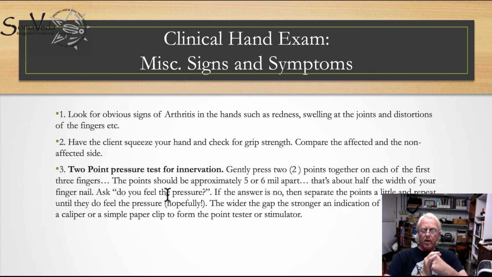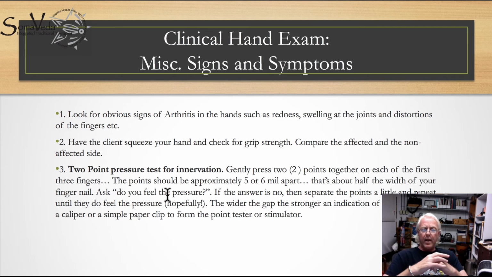All right, so further under signs and symptoms, I cannot reiterate enough, just look for obvious signs of something's wrong with a hand. Look for signs of arthritis, redness, swelling of the joints, distortions of the fingers. Why is that? Well, because sometimes arthritis feels like carpal tunnel. So if in fact they have arthritis, you want to treat them for the arthritis. You don't want to necessarily treat them for the carpal tunnel. Have the client squeeze your hand and check for grip strength. Compare the affected and the non-affected side.